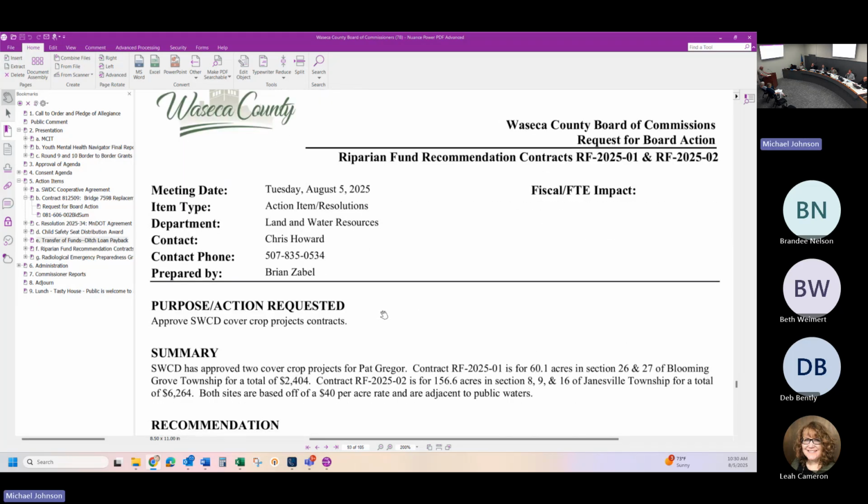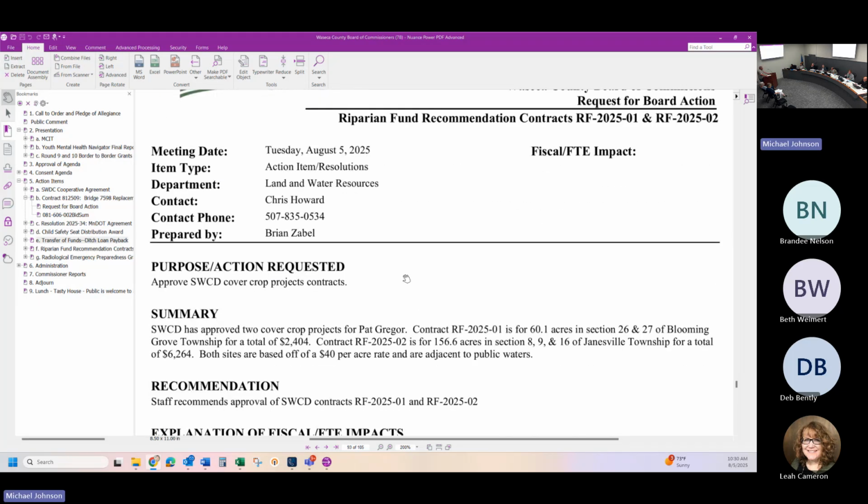Riparian fund recommendation contracts. Yes. We have 2 contracts that the SWCD board approved for riparian fund cover crop contracts, RF 2025-1 and RF 2025-2.